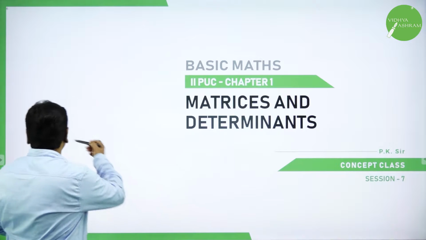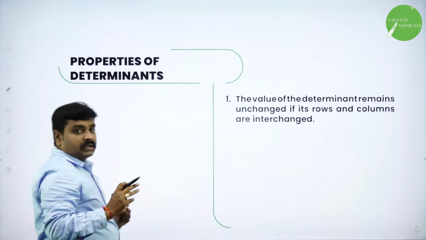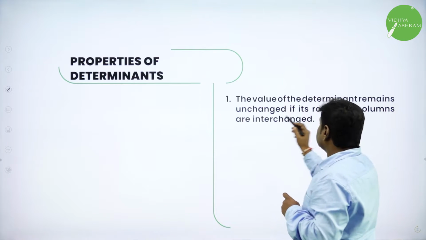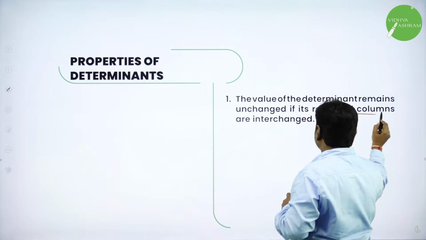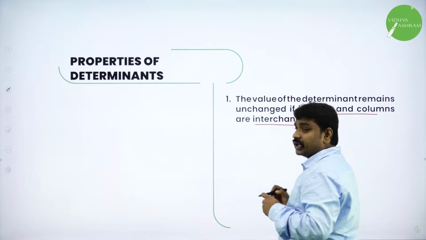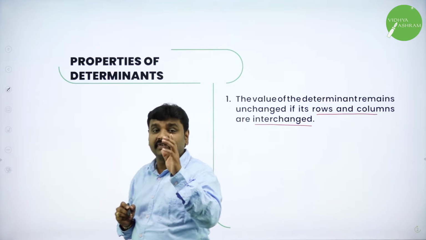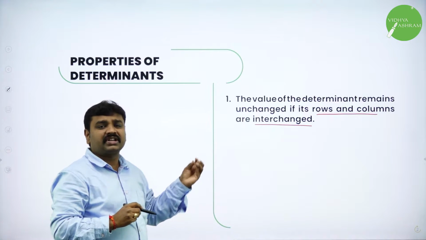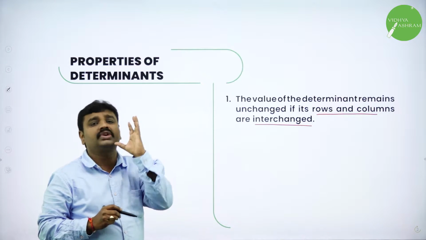So now the very first property: the value of determinant remains unchanged if its rows and columns are interchanged. If you interchange the rows and columns, the value of determinant remains unchanged. The value will be same. This can be demonstrated by taking a simple 2 cross 2 determinant.